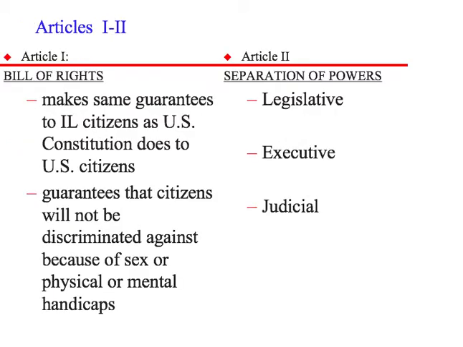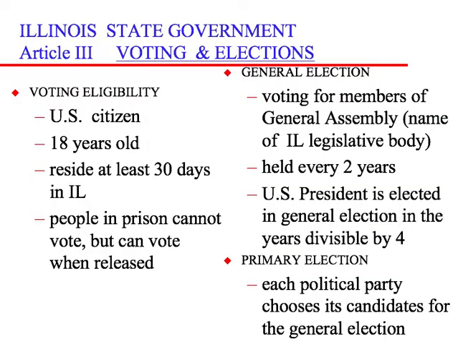Looking at the different articles, Article 1 is the Bill of Rights. It guarantees Illinois citizens certain rights, as the U.S. Constitution does. It guarantees that citizens will not be discriminated against based on sex, physical handicaps, things like that. Article 2 talks about the different powers of the legislative, executive, and judicial branches.